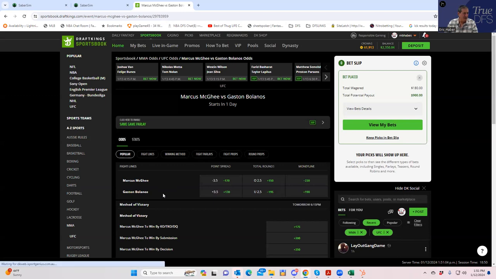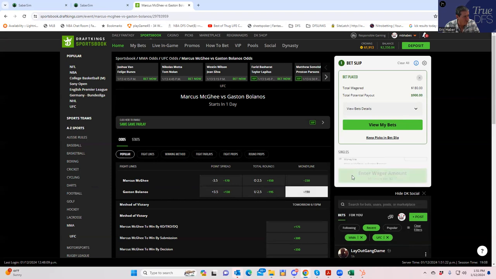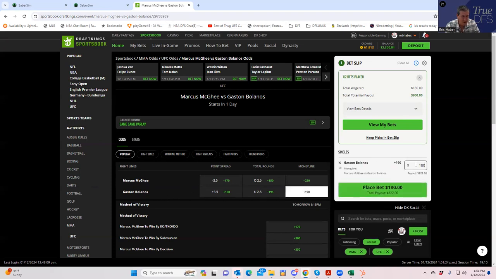So all Marcus McGee has to do is either go for takedowns, or even if not, he's going to just outpace him. I really haven't seen the case for Bolanos being made at all. So we're going to take a shot at that. So it's going to be Bolanos plus the 190 for 180.